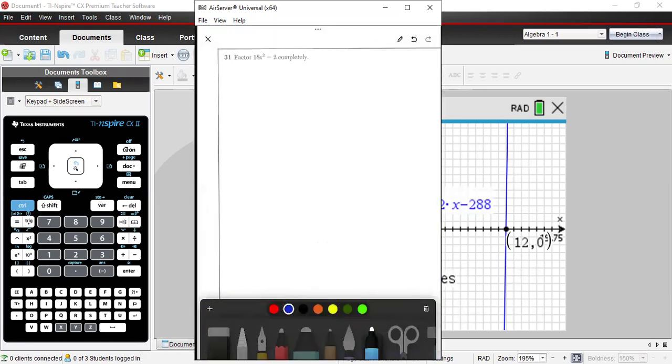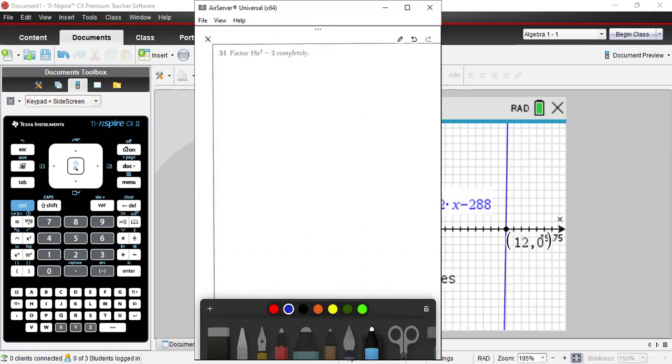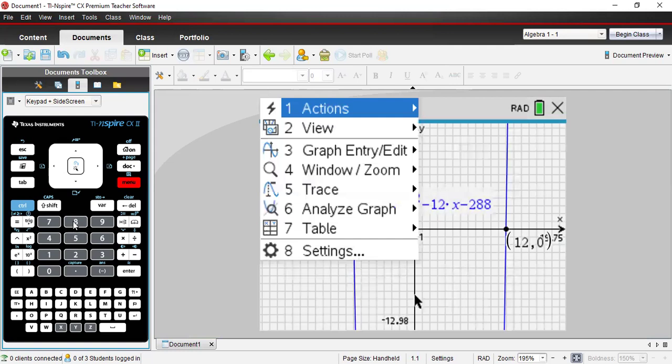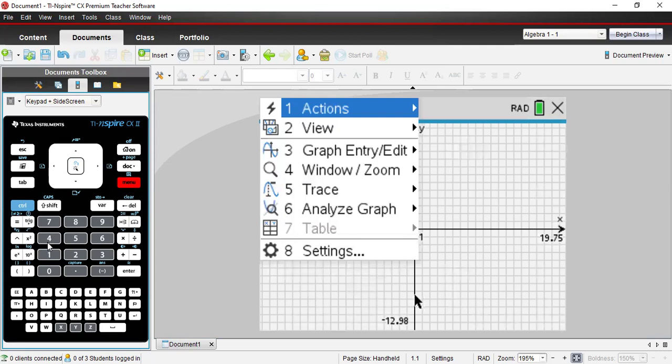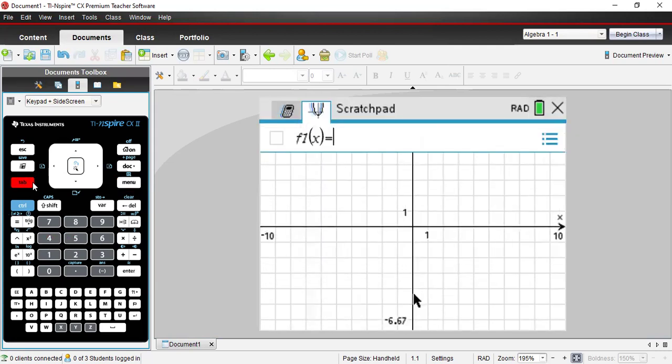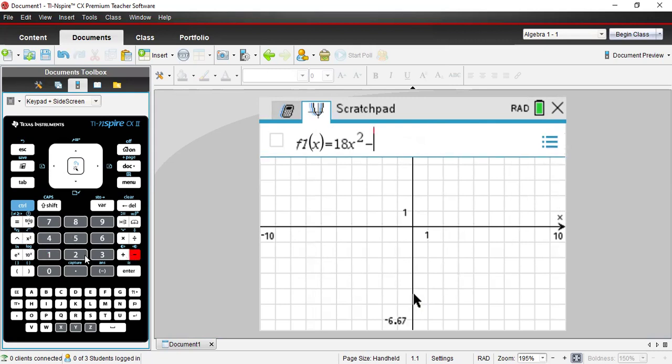All right, so here we have: factor 18x squared minus 2 completely. So what I'm going to do is make this into a function. Find the GCF. Well, I know the GCF is going to be 2, because 2 is a factor of any even number. So that's my GCF. So now I am just going to graph it. So go here, get rid of this, menu 14. And then I'm going to do menu 45 to take us back, and then tab. And I'm going to do 18x squared minus 2.